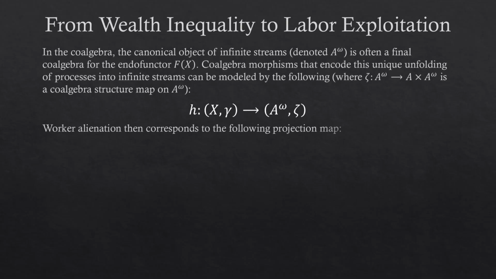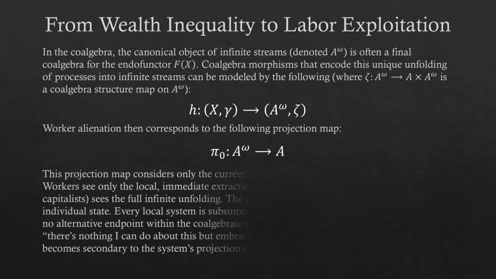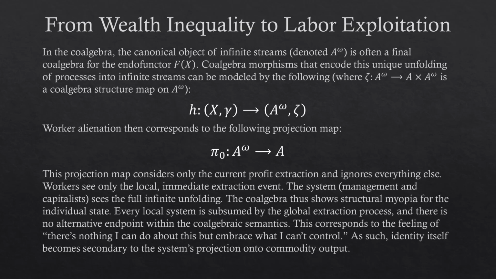Worker alienation then corresponds to the following projection map, A^ω into A. This projection map considers only the current profit extraction and ignores everything else. And that occurs through a forgetful functor. Workers see only the local immediate extraction event, and the system, management, and capitalist, if you will, sees the full infinite unfolding. The coalgebra thus shows structural myopia for the individual state.